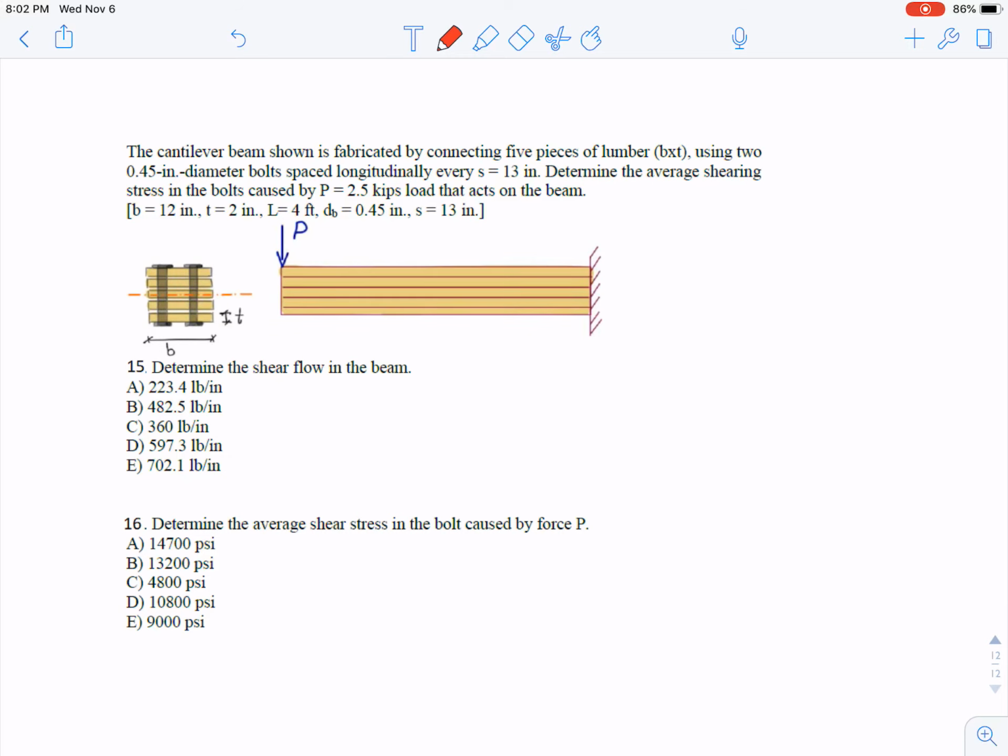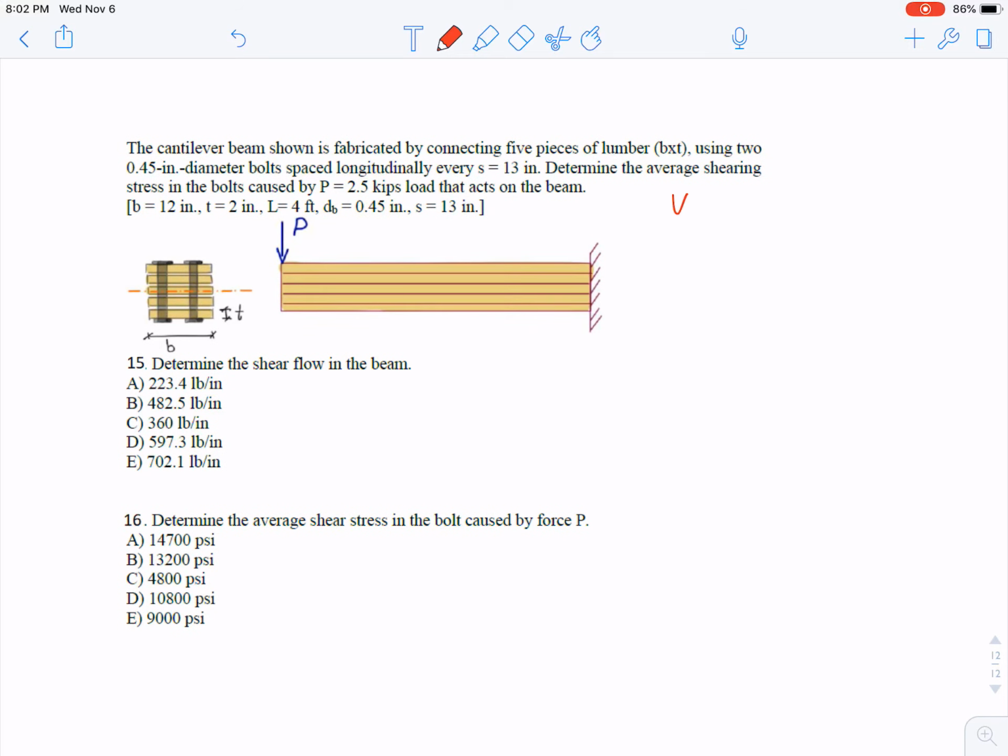Again, it's a cantilever. Why do I say it's easy to calculate the shear? So the shear will be the same as the concentrated load P, that is 2.5 kips. And this is the first step, right? This is the second step.